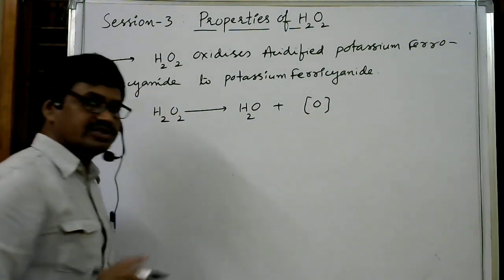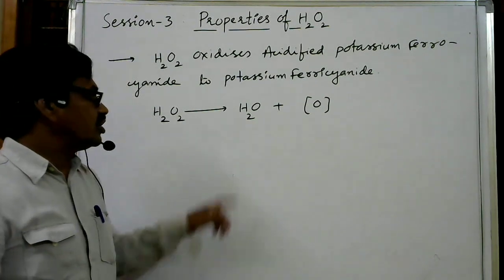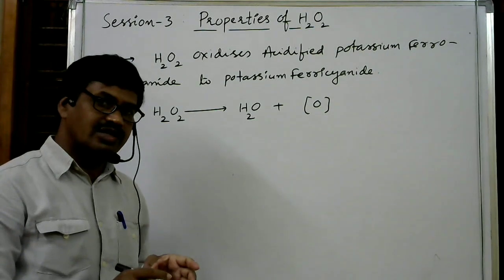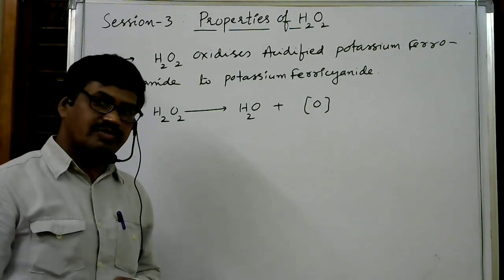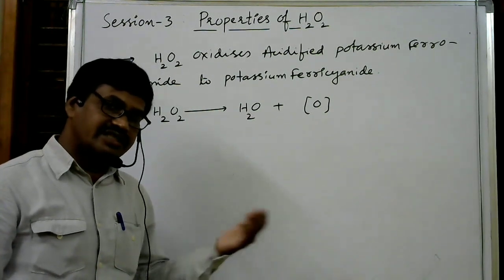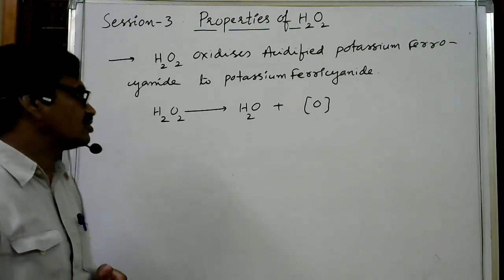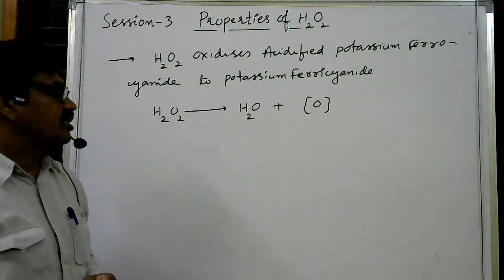So in all oxidizing properties, one thing you have to remember. Always at the product side, you can observe water molecules in the final reaction. If water molecules are present in the final reaction, then it should be the oxidizing property of hydrogen peroxide. If you observe oxygen gas at the product side, that is the reducing property. In reducing properties, we will discuss that also. H2O2 dissociates into H2O and nascent oxygen.